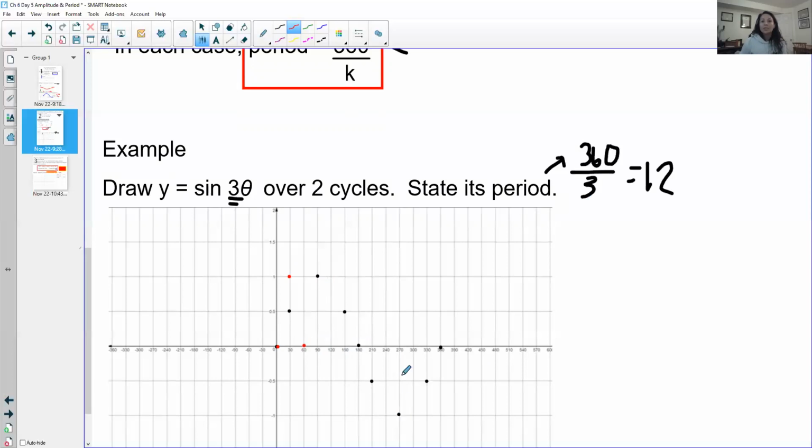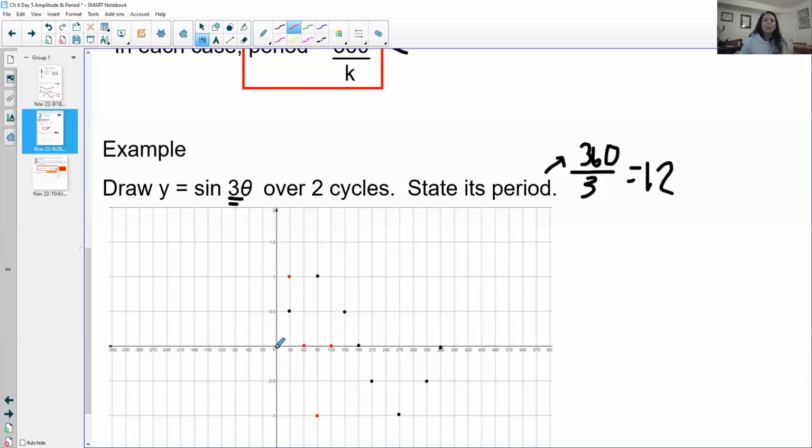This number is at 270. 270 divided by 3 is 90. So that point is going to be moved over to 90. And then this point right here at 360, 360 divided by 3 is 120. It will be squished all the way to 120. And you have got your new, very squished sine curve.